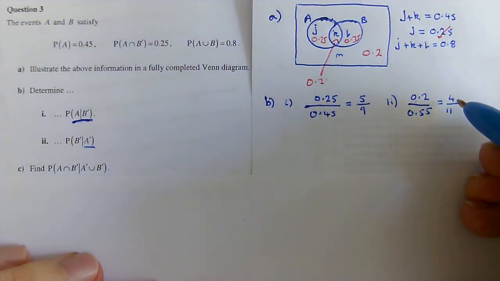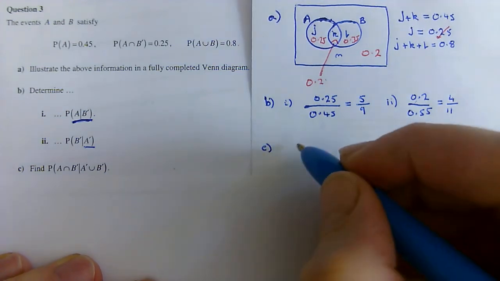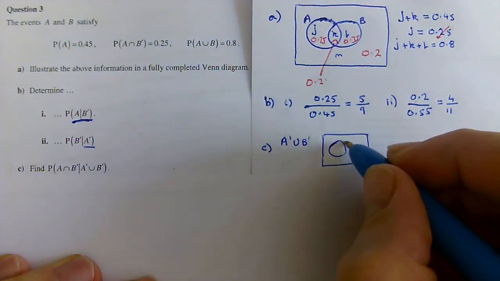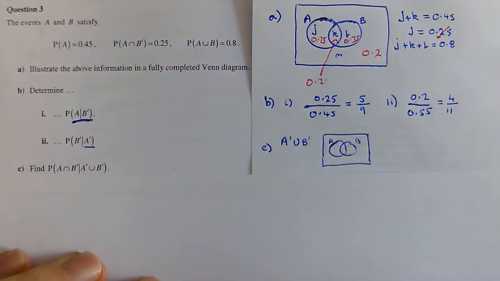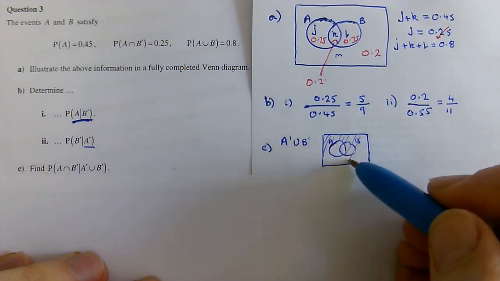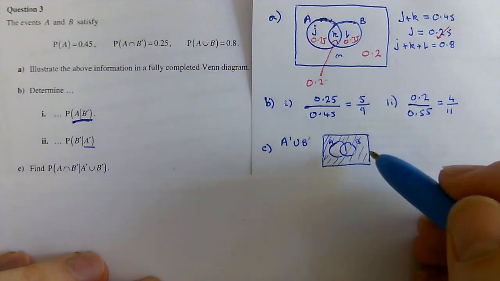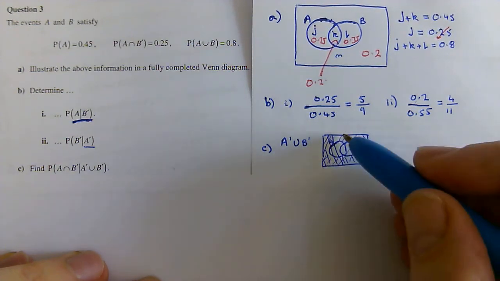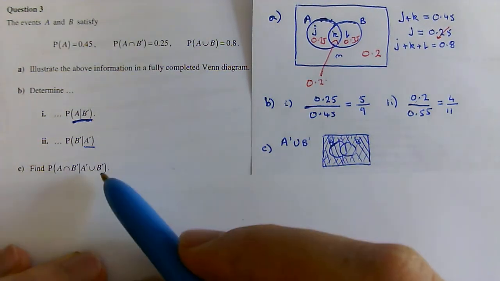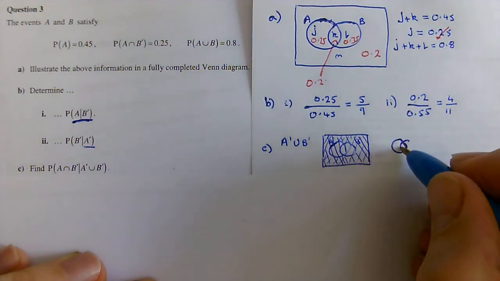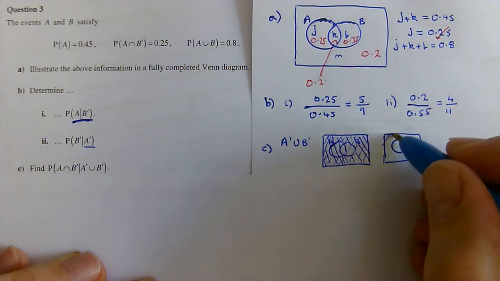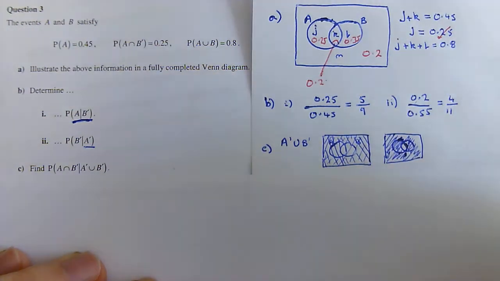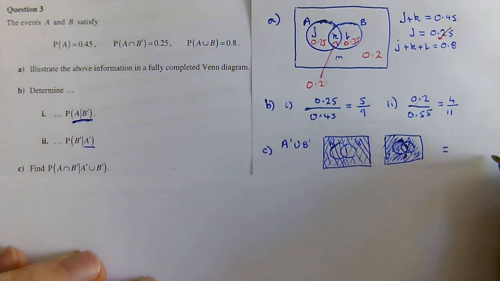Okay, we're going to go on to part C, which is somewhat more complicated. Let's firstly look at what my denominator is. If I look at A dash union B dash, well, here I've got A and B, so A dash is everything outside A, and B dash is everything which is outside of B. So I'm looking for everything which has been shaded at least once. So the bit which has been shaded at least once, I'm just going to redraw that here. The bit which has been shaded at least once is everything apart from that intersection here. So everything apart from the region K. So that means my denominator must be out of 0.8.